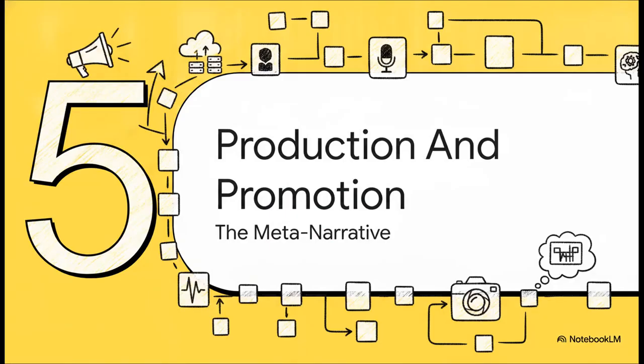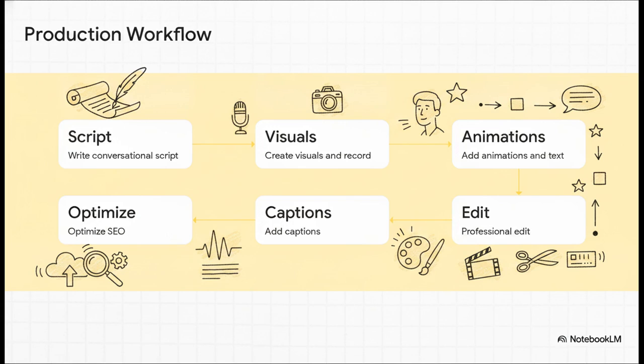Finally, let's pivot to Section 5, Production and Promotion, the meta-narrative of content creation. Producing just 15 minutes of educational content about these testing strategies requires a really strict, honestly unforgiving workflow. The source outlines this 6-step pipeline that leaves absolutely nothing to chance. It moves methodically from writing a conversational script to creating visuals and recording, layering in animations and text, going through a professional edit and color grade, adding captions for accessibility, and then finally optimizing the thumbnail and SEO. It is a really heavy lift that requires immense discipline.